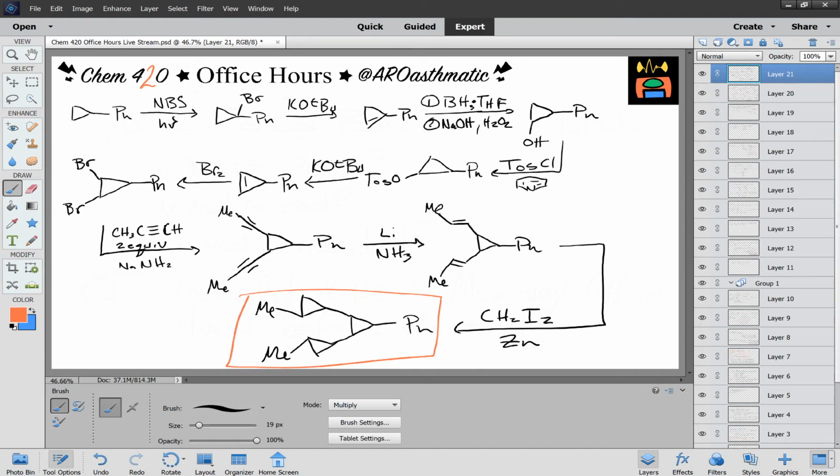All right, that was a beefier synthesis. Let's count our steps here. We went through 1, 2, 3, 4, 5, 6, 7, 8 steps in the synthesis. That was a beefy one. Oh wait, what about the last step? 9. 9 steps.